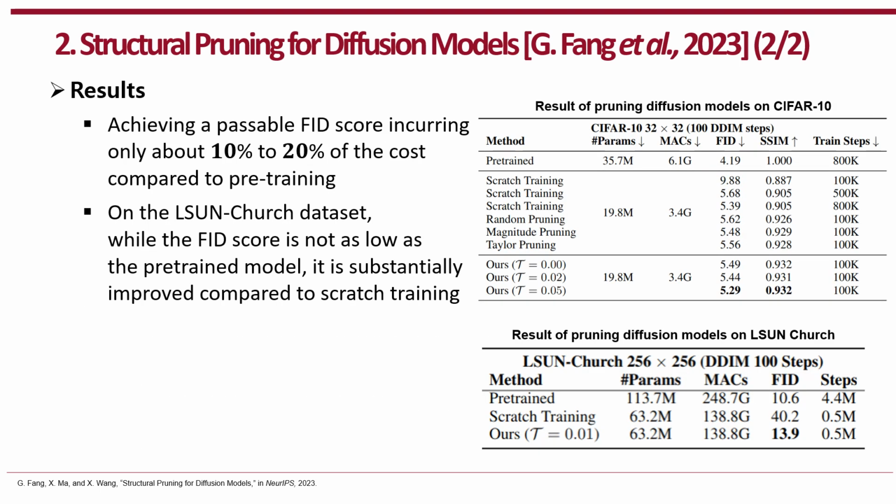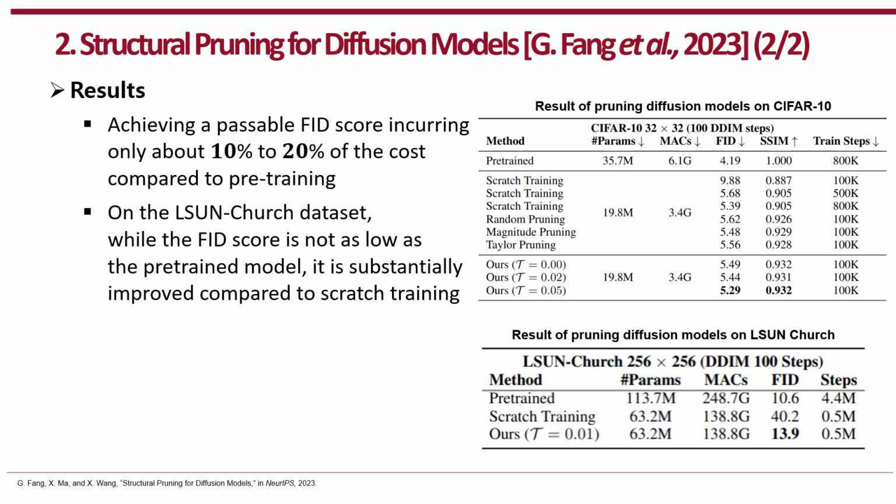I'll explain the results. As shown in the two tables at the bottom, scratch learning, which trains the weights of the model from scratch, requires more steps to converge, and the pruned model achieves a relatively better FID score. So it indicates that fine-tuning the pre-trained diffusion model is more efficient.